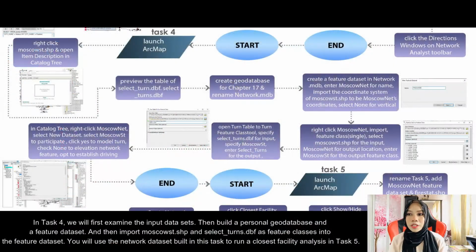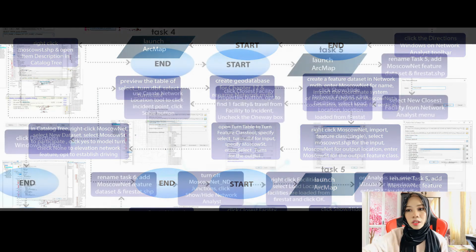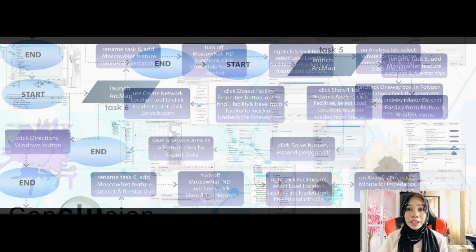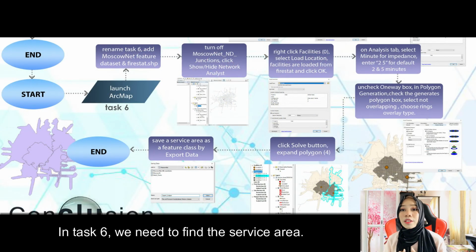In Task 1, we will first examine the input datasets, then build a personal geodatabase and a feature dataset, and then import Moscow shapefiles and selective TBF as the feature classes into the feature dataset. We will use the network dataset built in this task to run a closest facility analysis in Task 5. So in Task 5, we need to find the closest facility. In Task 6, we need to find the service area.